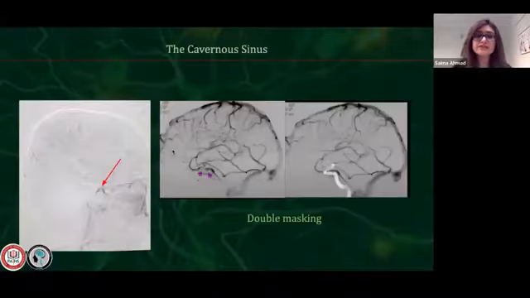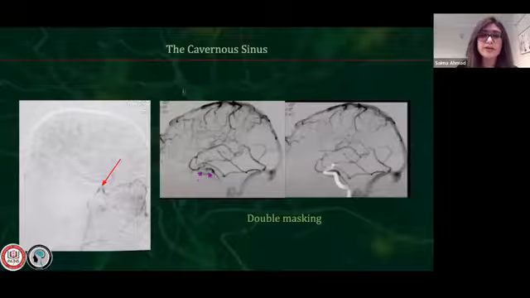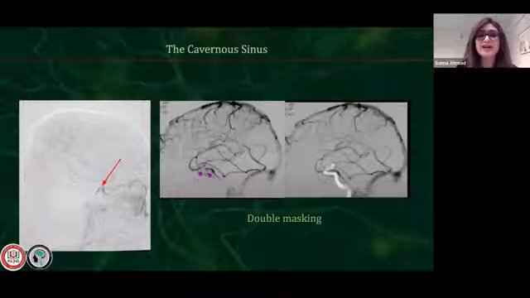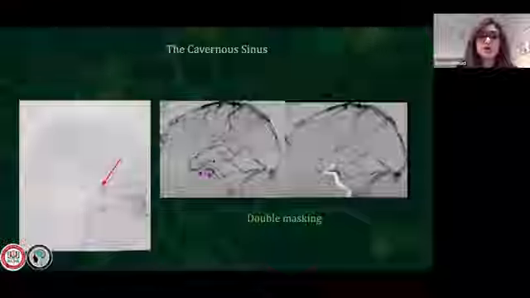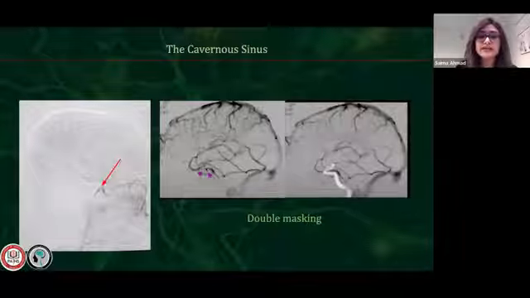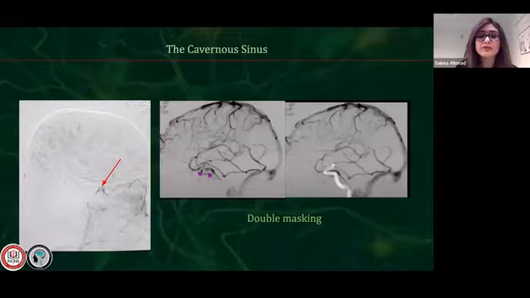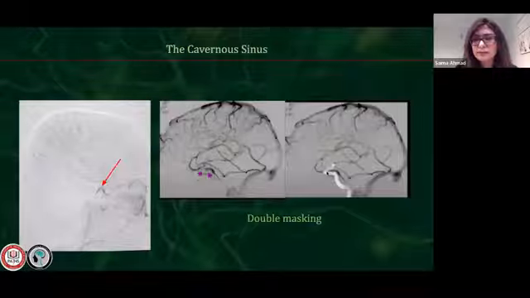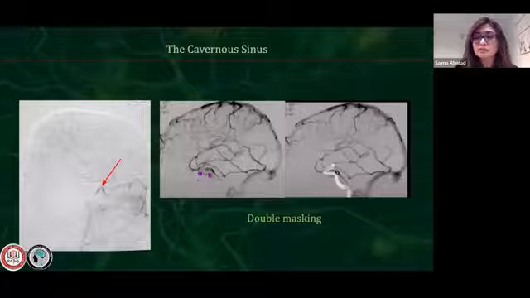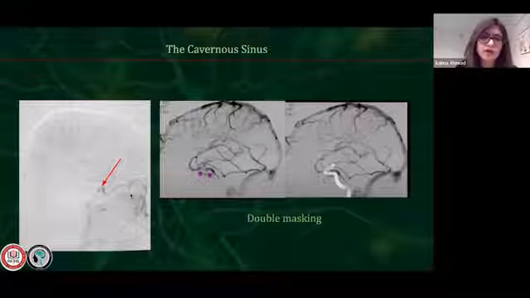So next is the cavernous sinus. Cavernous sinus is again a very big topic, but what makes it peculiar is that this is a vein which contains the internal carotid artery and the third, fourth, fifth, and sixth nerves. So this is the cavernous sinus, and this is the lateral angiogram showing the venous phase, and this faint shadow is the internal carotid artery. So this is a double masking, and you can appreciate the relationship between the internal carotid artery and the cavernous sinus here.